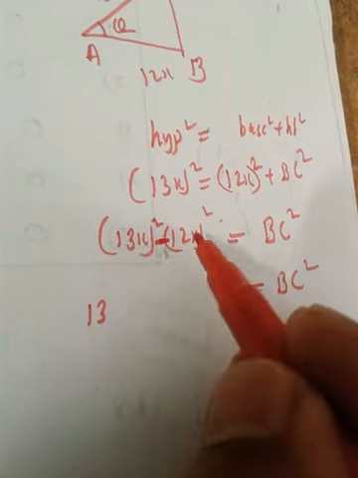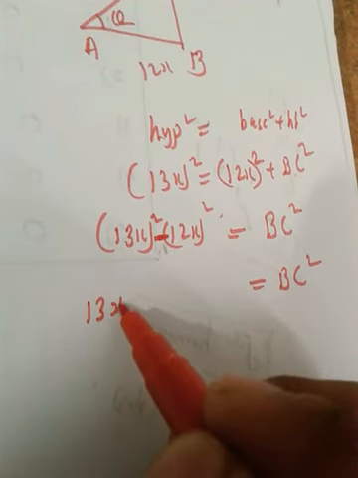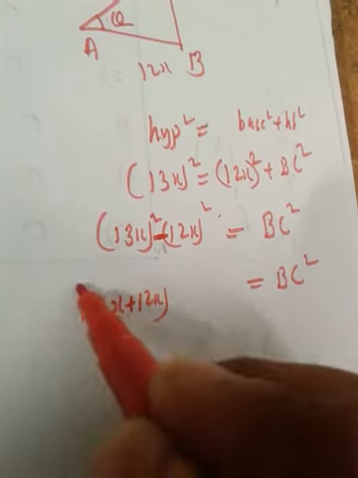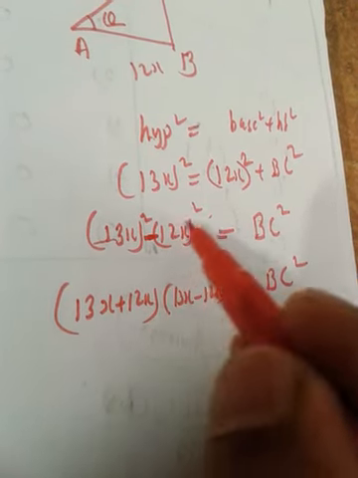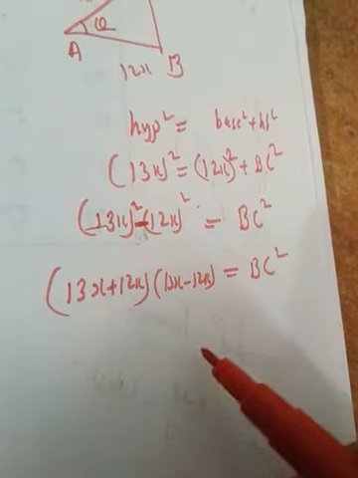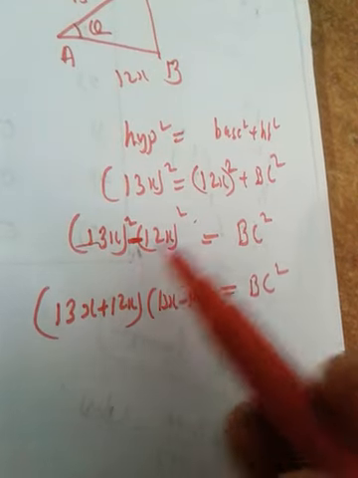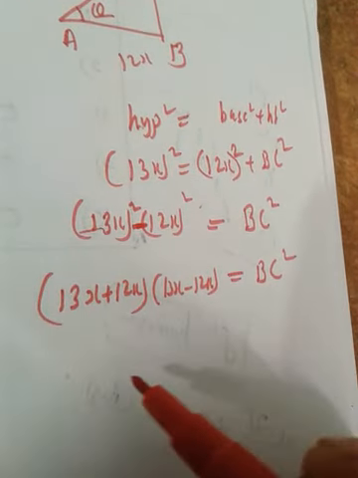Here a is 13x and b is 12x. So a plus b, 13x plus 12x, into a minus b, 13x minus 12x, we can write, because it is in the form a square minus b square. What I did, I just introduced a new method. Otherwise you can calculate the square and subtract and find it out, no problem.